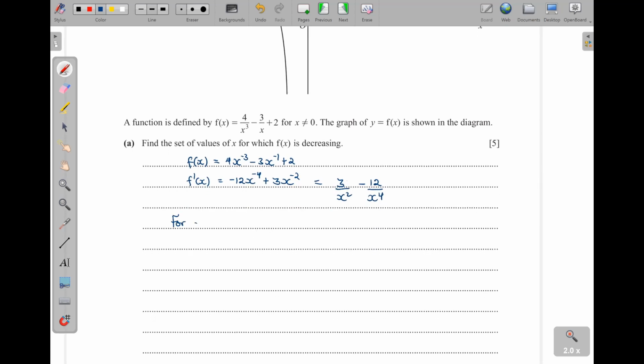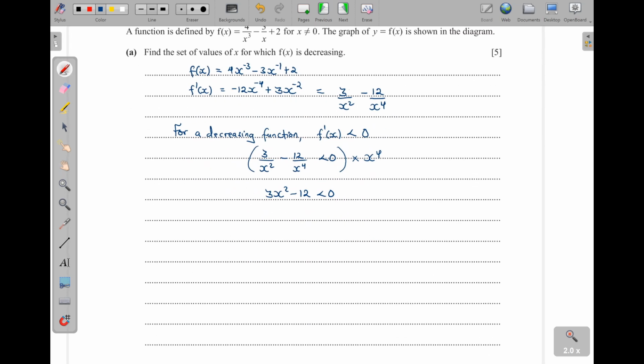For a decreasing function, f prime of x is less than 0. So we get 3 over x squared minus 12 over x to the power 4, less than 0. The LCM of x squared and x to the power 4 is x to the power 4, so I can multiply everywhere by x to the power 4. That reduces to 3x squared, and then minus 12, less than 0.